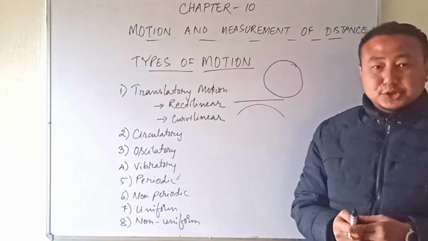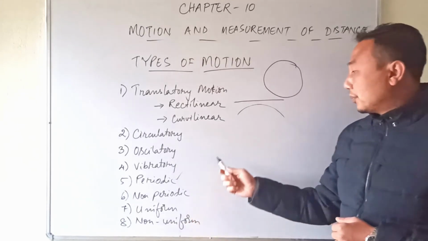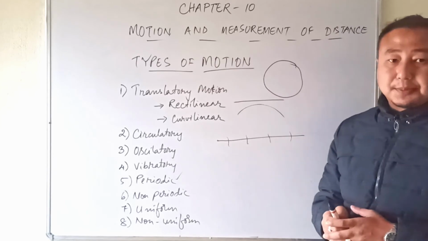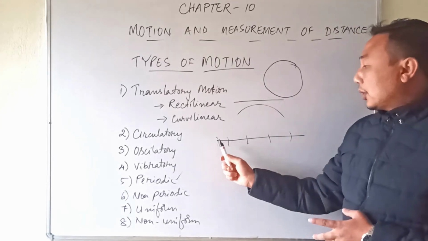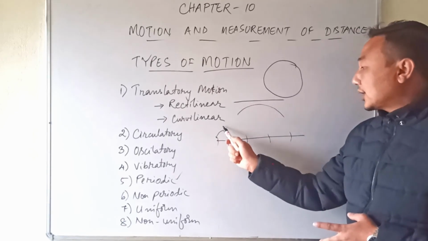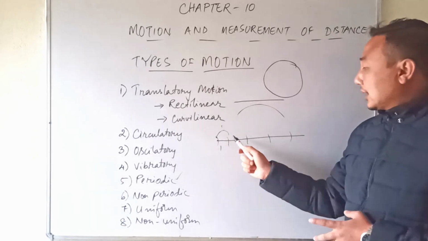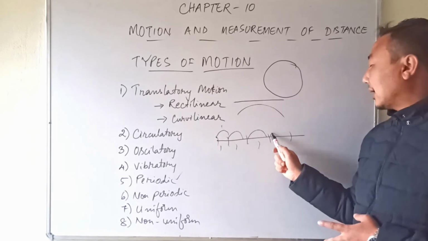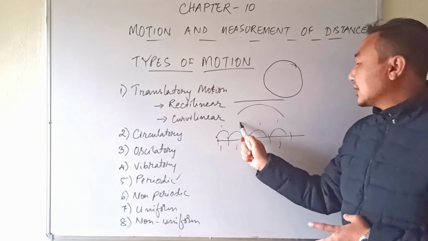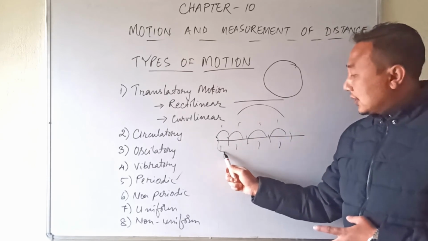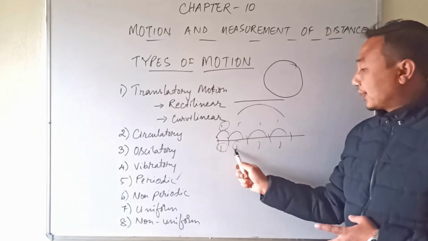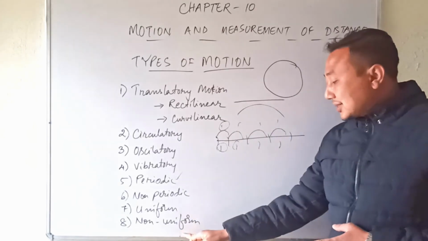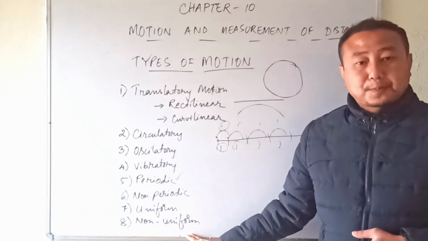Next one is uniform motion. It is the type of motion in which an object travels equal distance in equal intervals of time. Let us say, for example, a moving object covers 1 kilometer in the first 1 hour, another 1 kilometer in the next 1 hour, another 1 kilometer in the next 1 hour, and another 1 kilometer in the next 1 hour. So here, this object is covering equal distance in equal intervals of time. Such type of motion we call uniform motion.